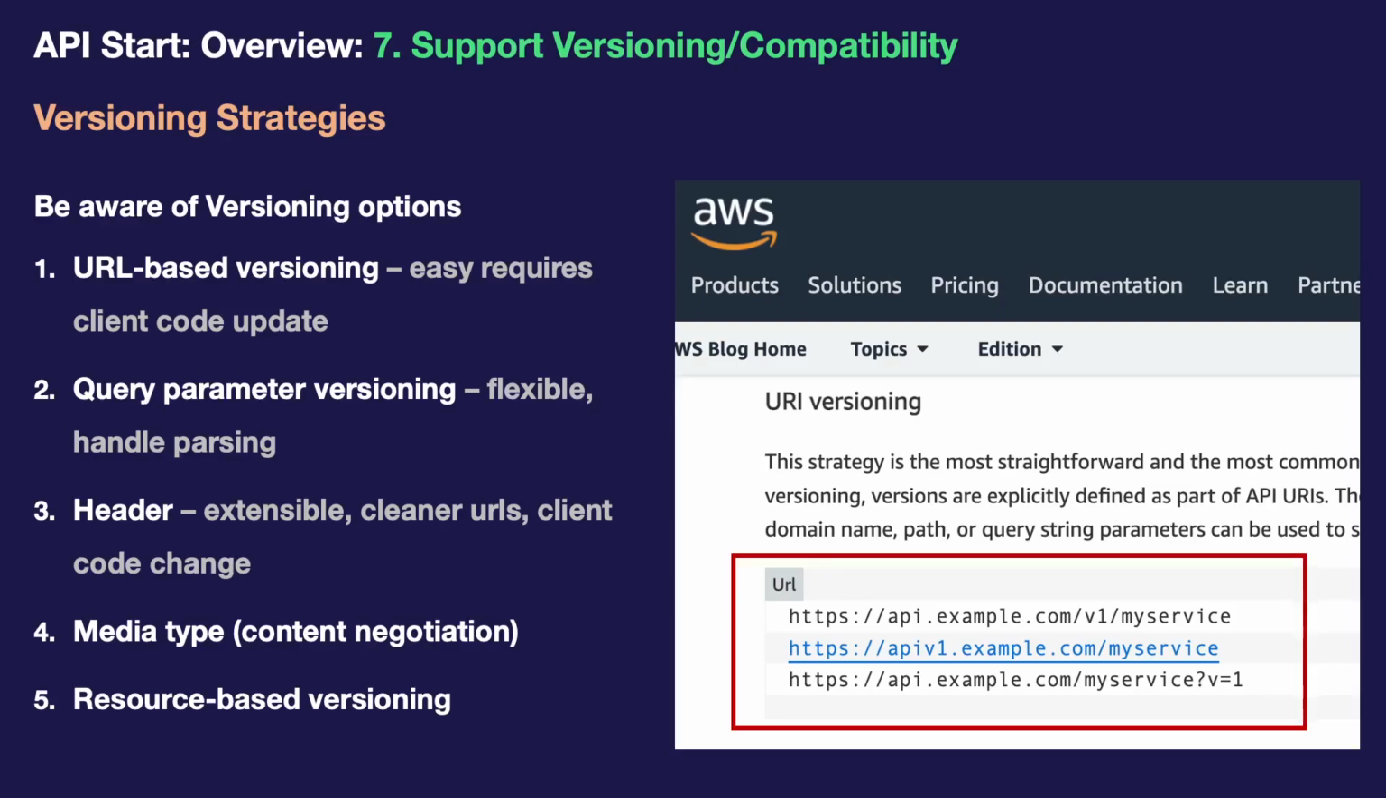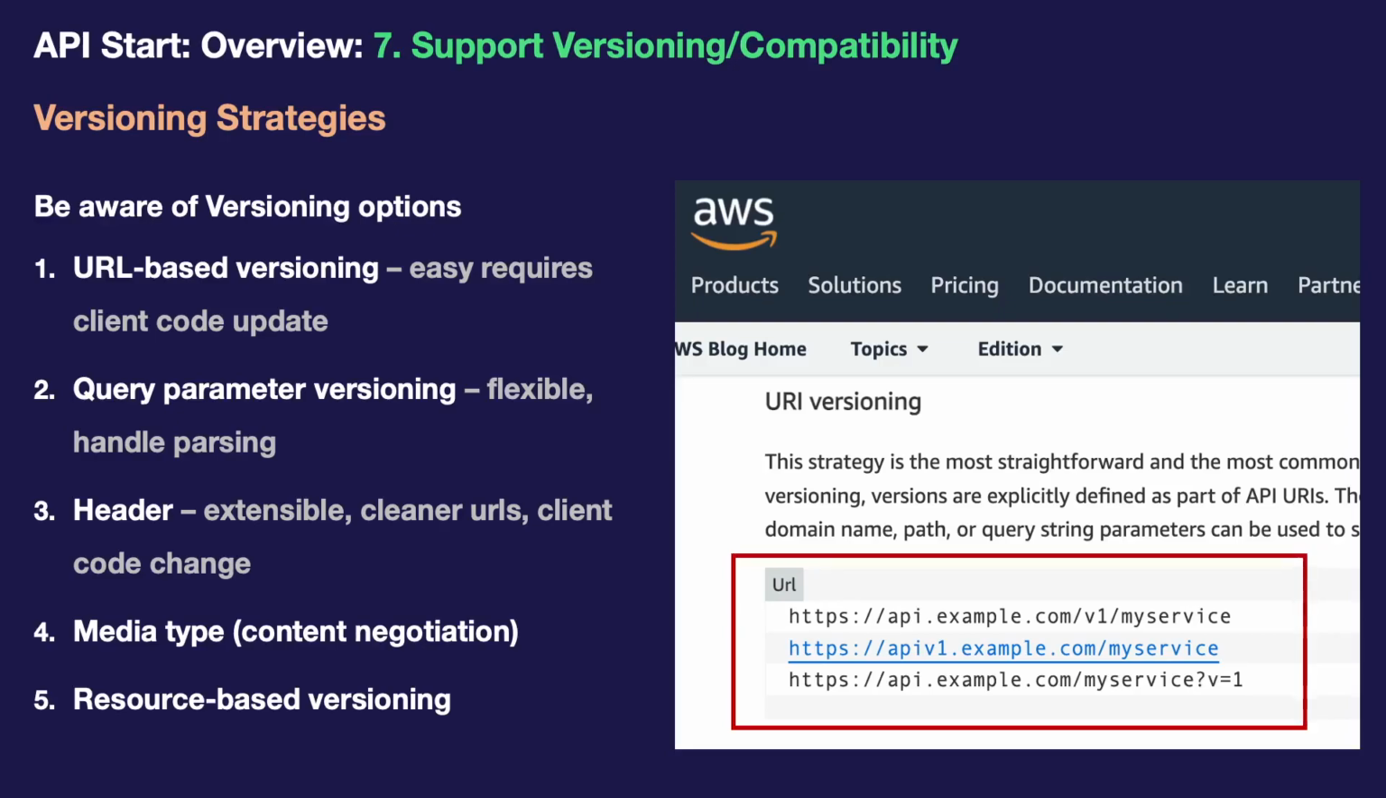Be aware of some of these versioning options. For example, URL-based versioning and header versioning are both pretty popular ways of implementing versioning. The URL-based versioning is easier, though it requires a client code update. Query parameter versioning can be used. That's pretty flexible, and you do need to handle the parsing of that though. And the header versioning is very extensible.